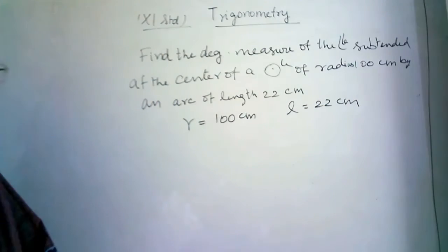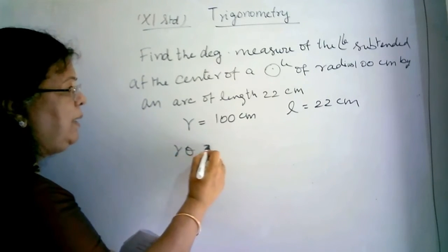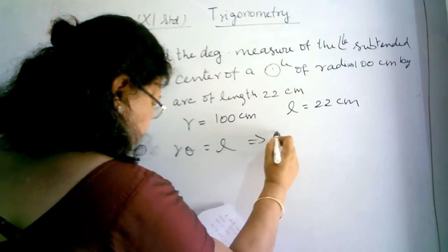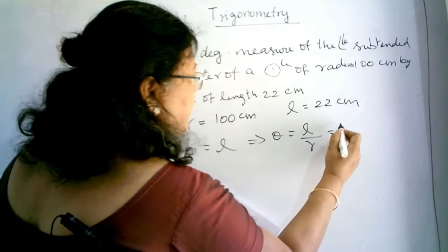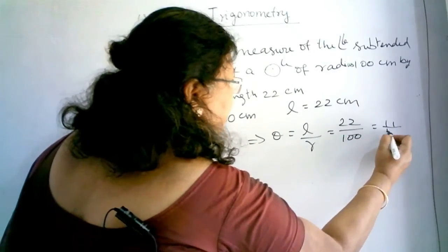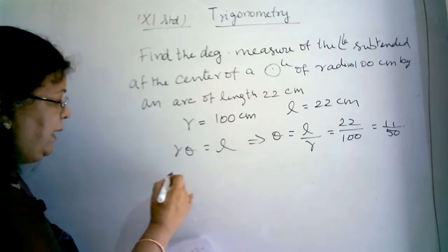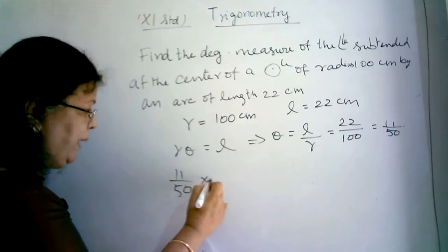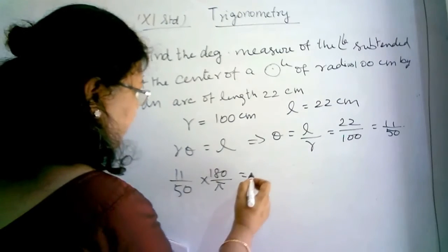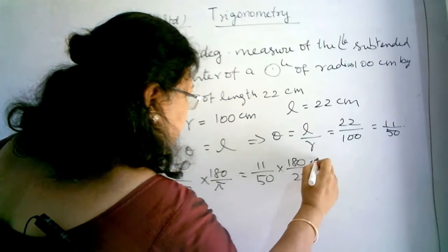You know the formula: r theta is equal to L. So theta is equal to L by r, which is 22 by 100. So that is 11 by 50. Theta is equal to 11 by 50. Say we want it in degrees. So we can say 11 by 50 into 180 by pi, which gives, with pi as 22 by 7, 11 by 50 into 180 into 7 by 22.